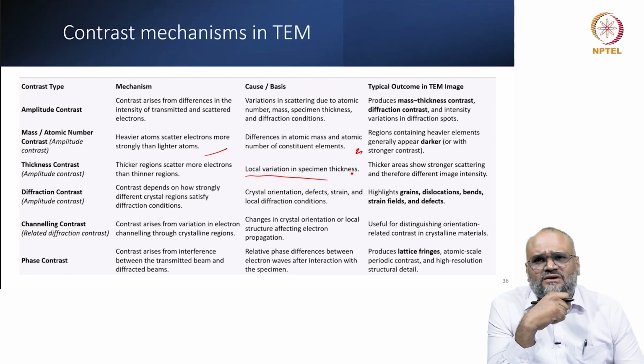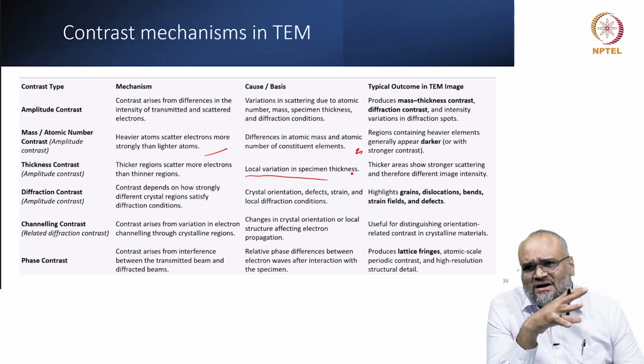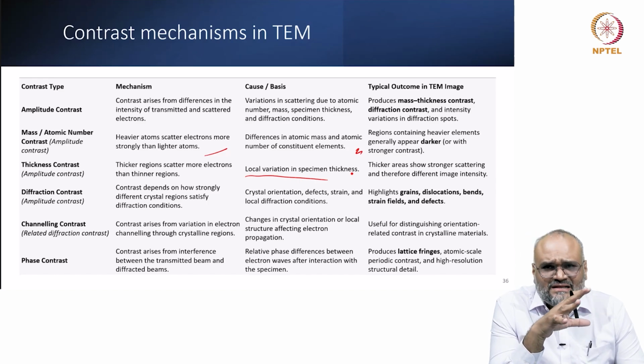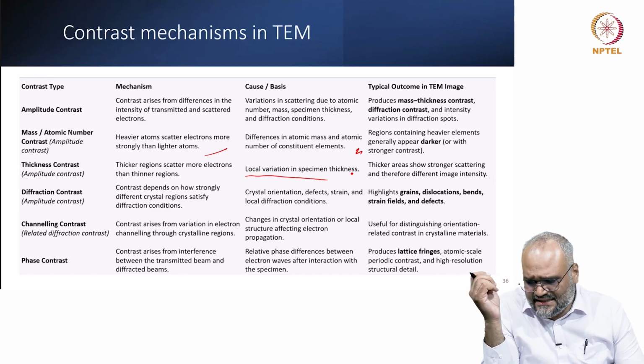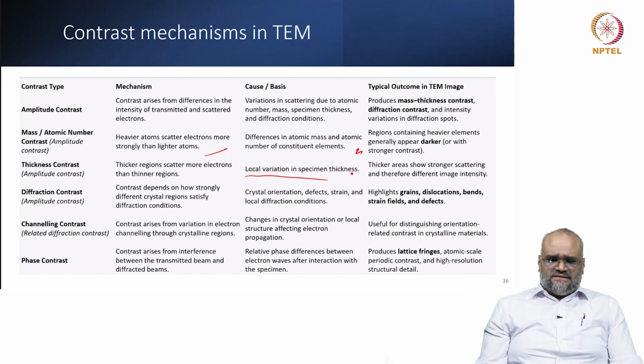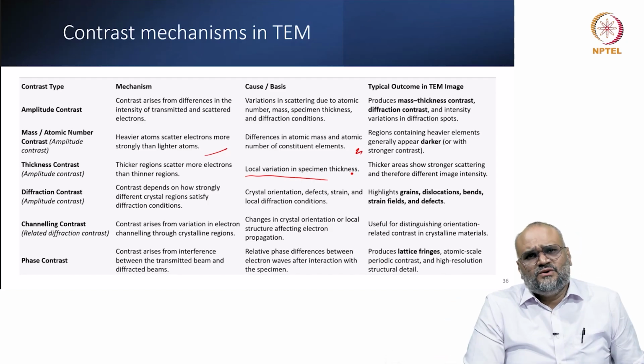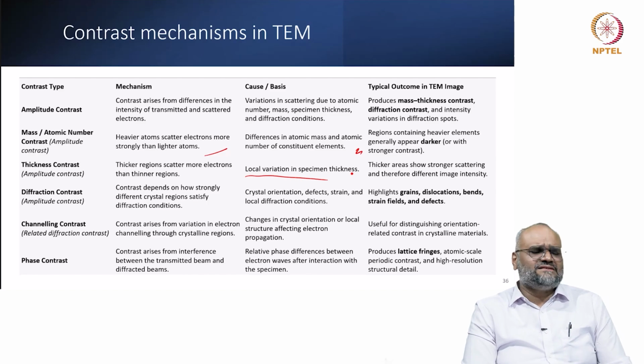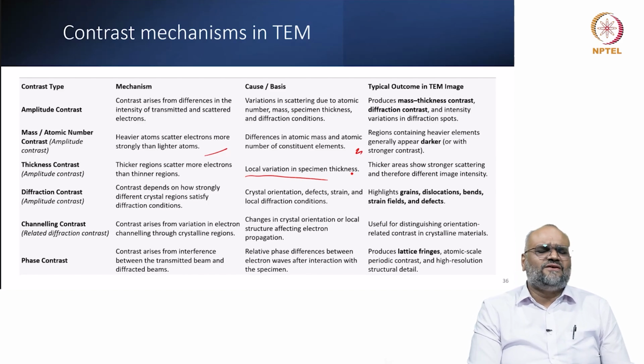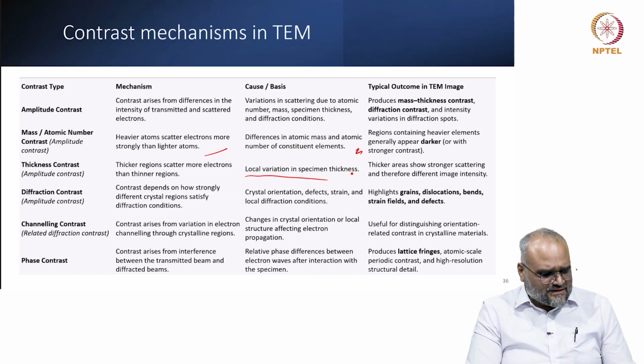For example, if you want to image dislocations or bent contours or grains and also stacking faults, your diffraction contrast becomes very important, and by using special illumination conditions, you can choose to highlight one of these diffraction spots and image the defects in a very successful way in transmission electron microscopes.